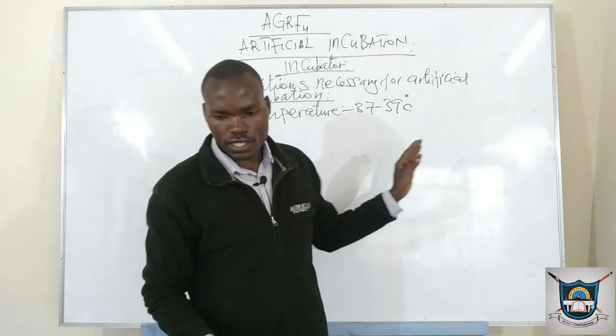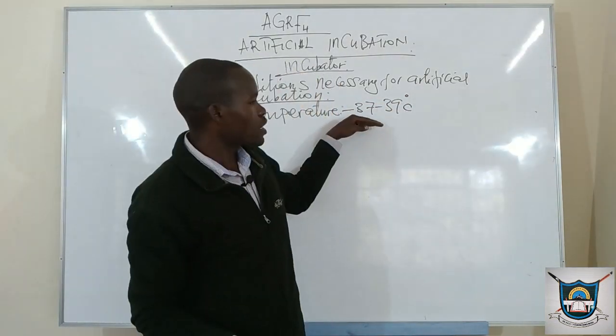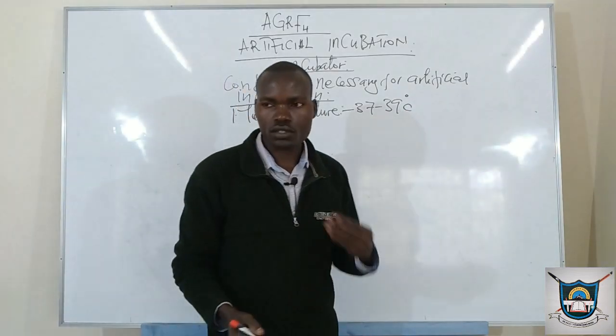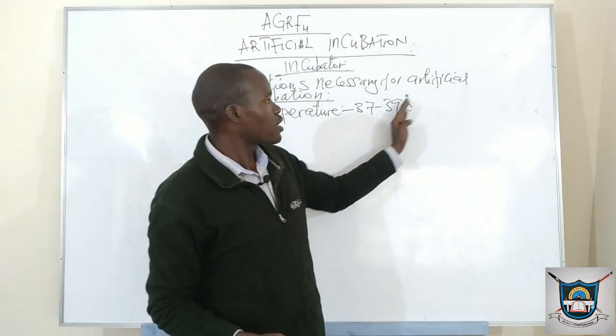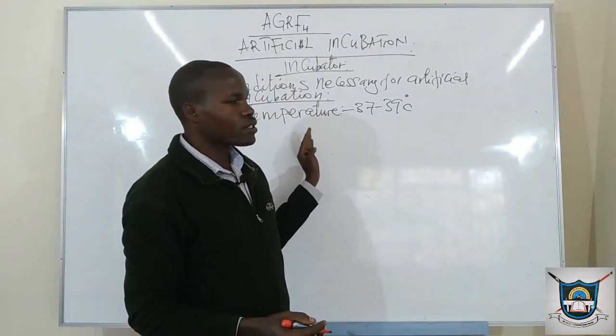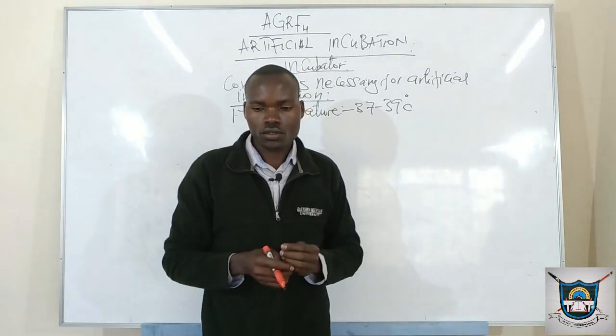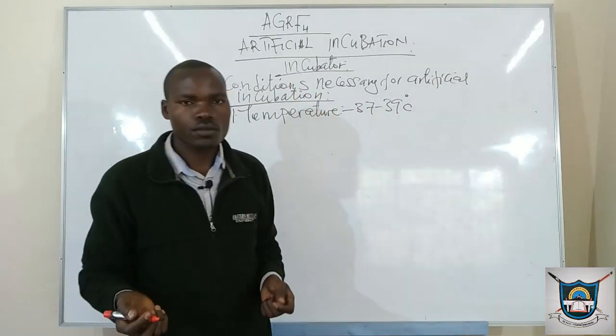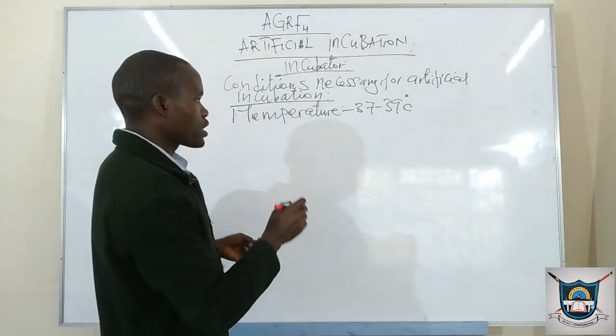Why are we saying 37 to 39 degrees? This is the optimum temperature which is required for embryonic development. Note, in case the temperature becomes too high, or too low, it is going to lead to the death of the developing chick. Something else which is a requirement is fresh air.